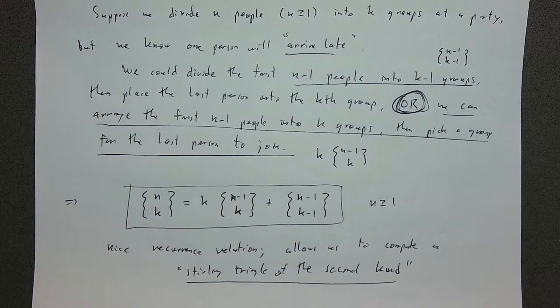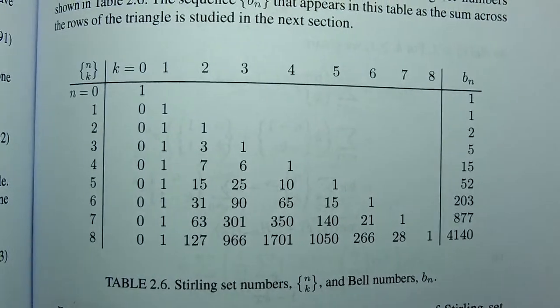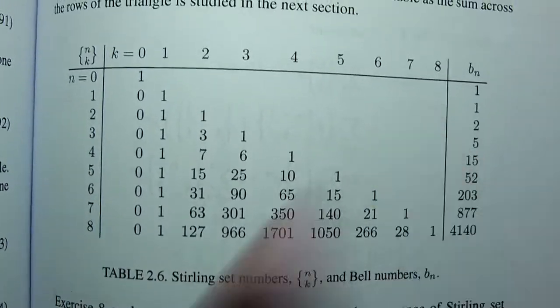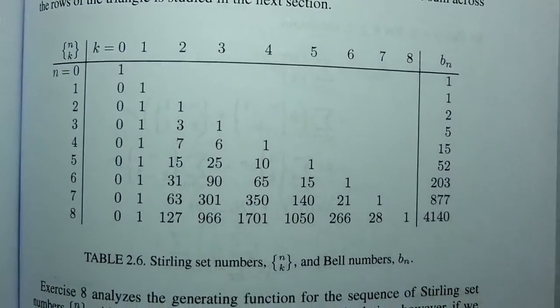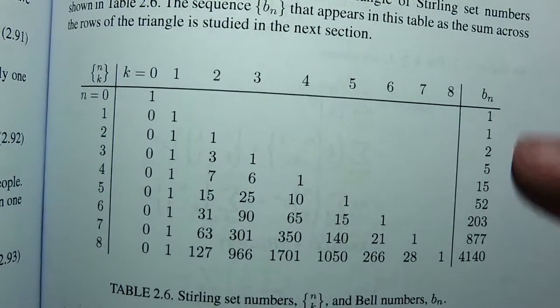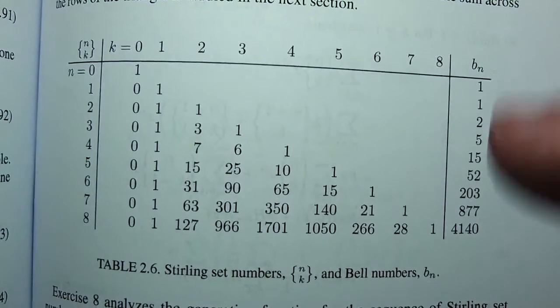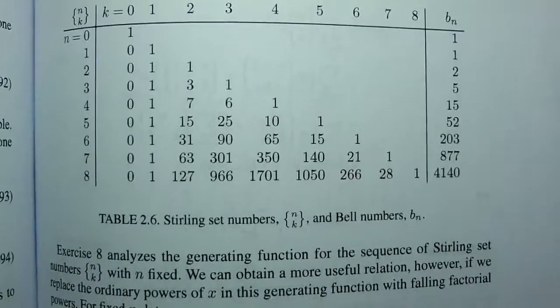Here is the Stirling second kind triangle. We see the sums across the rows here are denoted by b sub n. We will do something with this later, in the last lecture tomorrow. These are Bell numbers, so we'll talk about those in a little bit, but I just wanted you to see the table for now.